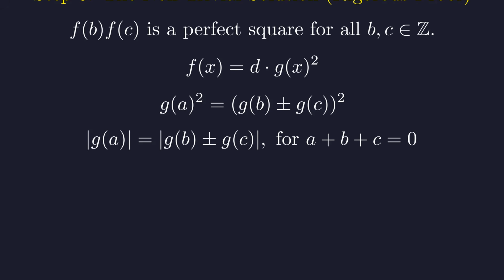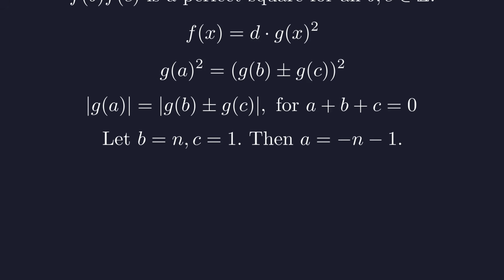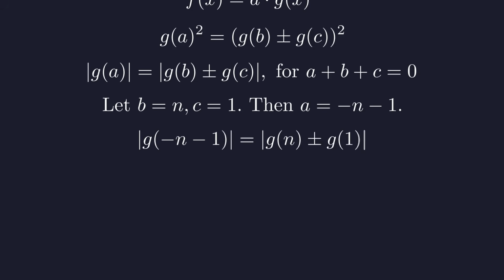Taking the square root gives us that the absolute value of g of a must be the absolute value of g of b plus or minus g of c. Let's choose specific values to build a recurrence. Let b equal n and c equal 1. Then a must be negative n minus 1. Substituting these into our relation for g gives us a recurrence. We get the absolute value of g of negative n minus 1 equals the absolute value of g of n plus or minus g of 1.